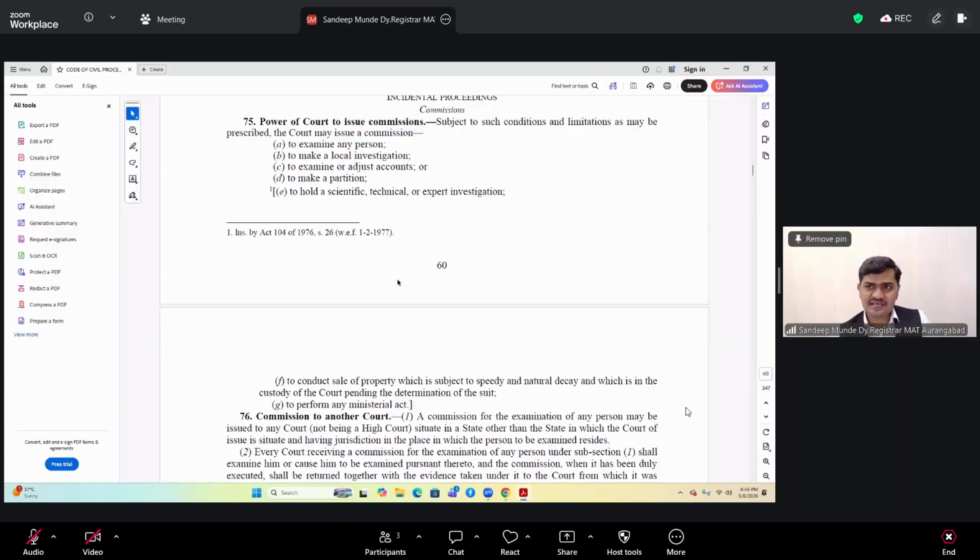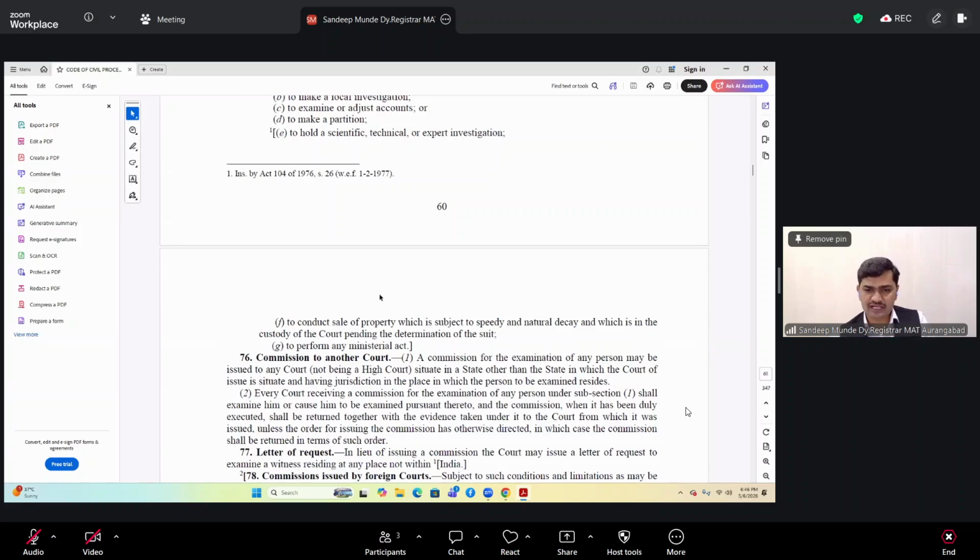Section 75 is the key provision with regards to the commission. If we just peruse section 75, you will get the answers, you will get the entire concept with regards to the commission. For what purposes the court may appoint the commissions, from A to G. For those purposes, the court may appoint the commissions.